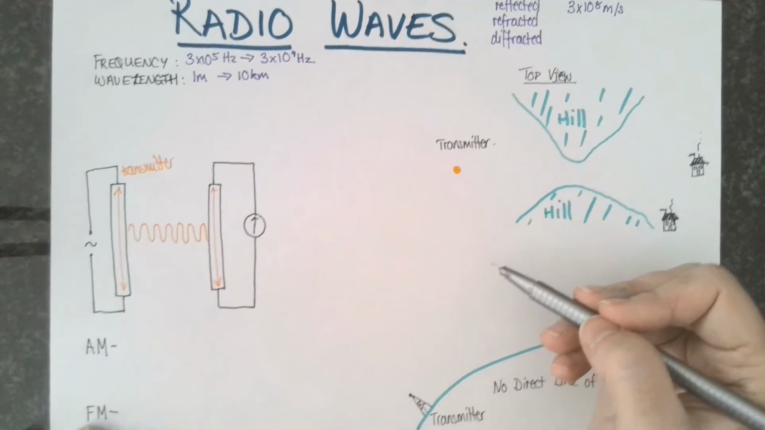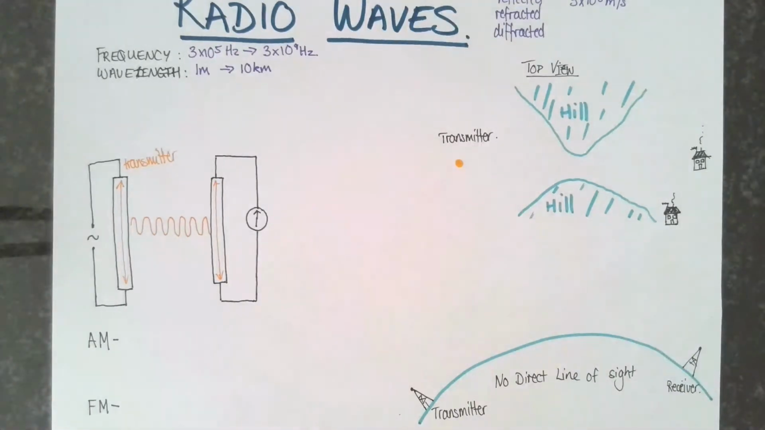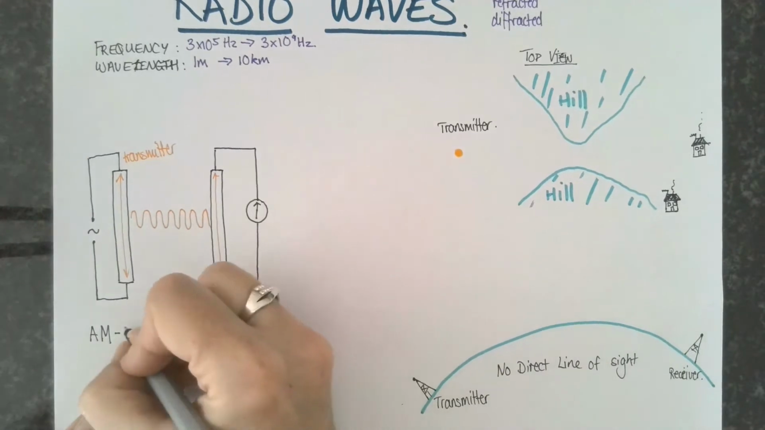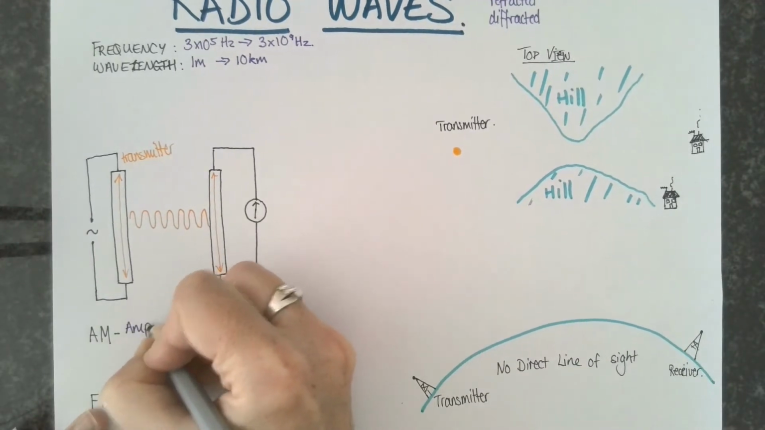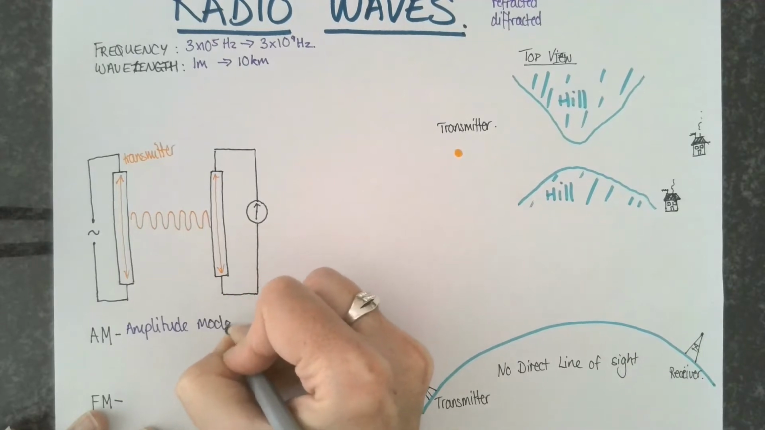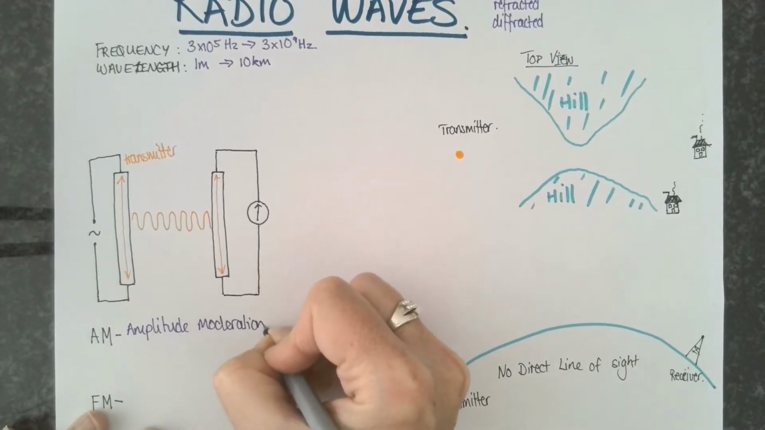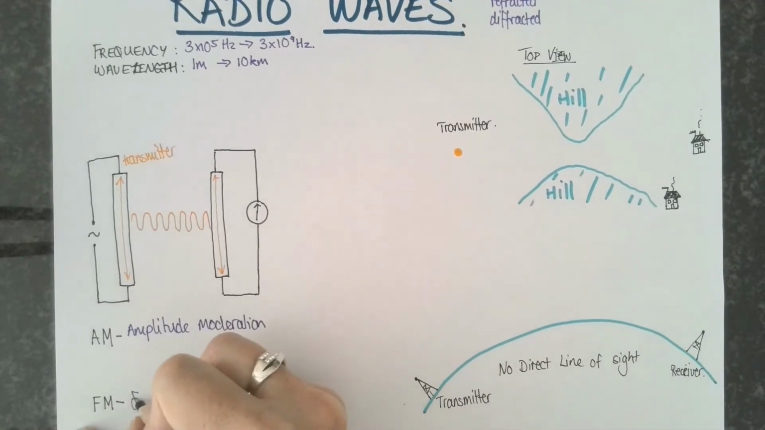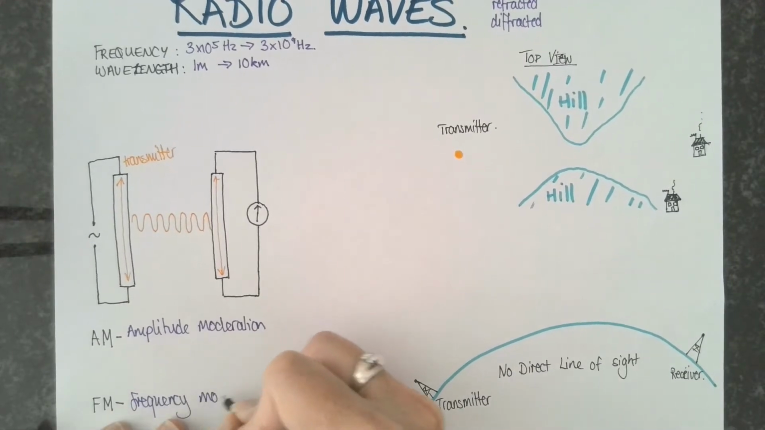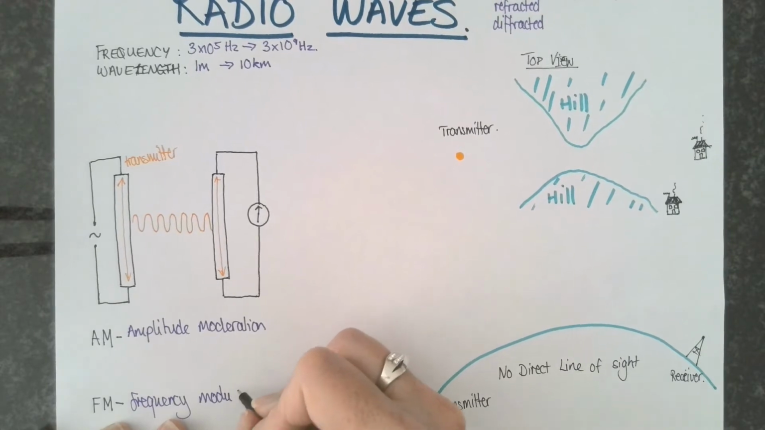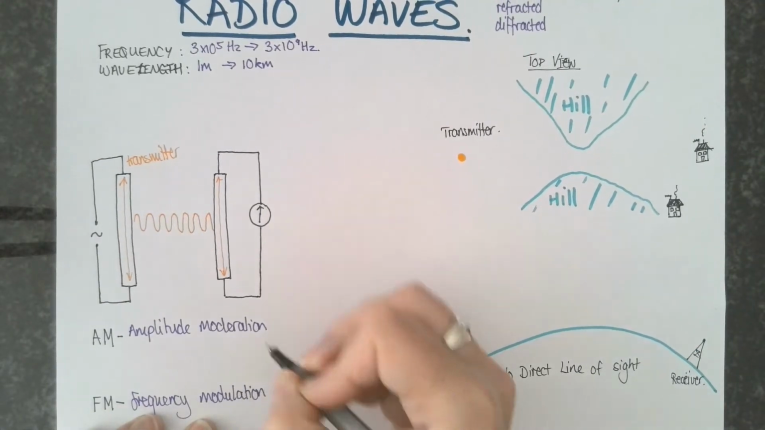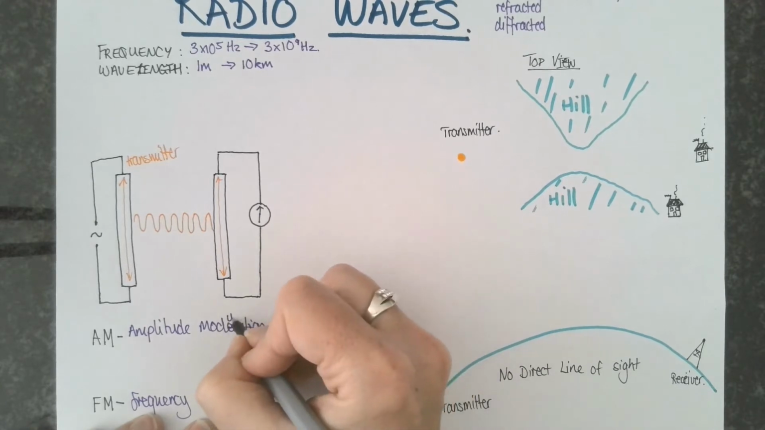Now, there are two ways that radio waves are transmitted. AM, which means amplitude modulation, and FM, which is frequency modulation. I've just recently realised I've written moderation, so that should be modulation.